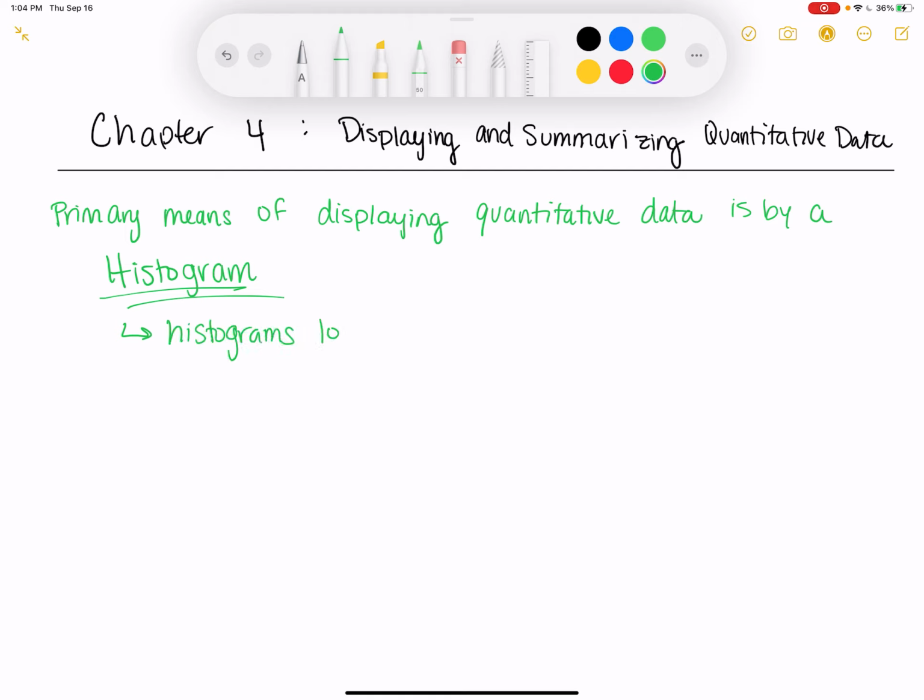Histograms look like bar charts, but they are quite different.